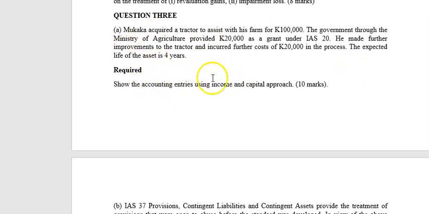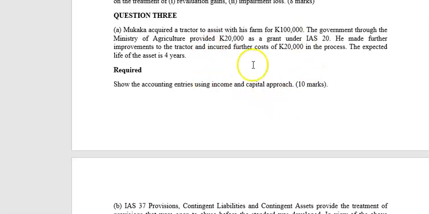Let's read the question as we guide you in the treatment. Mukaka Limited acquired a tractor to assist with his farm for 100,000. The government, through the Ministry of Agriculture, provided 20,000 as a grant under IAS 20 Government Grants. He made further improvements to the tractor and incurred a further cost of 20,000. The expected life of the asset is 4 years. Required: show the accounting entries using income and capital approach. 10 marks.